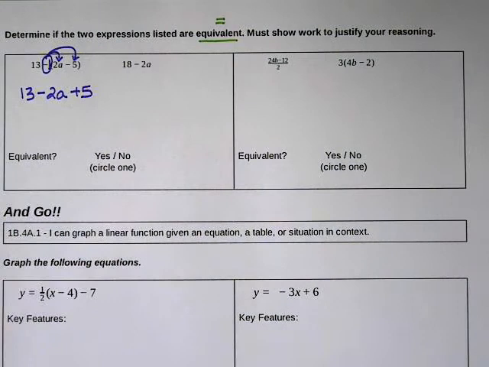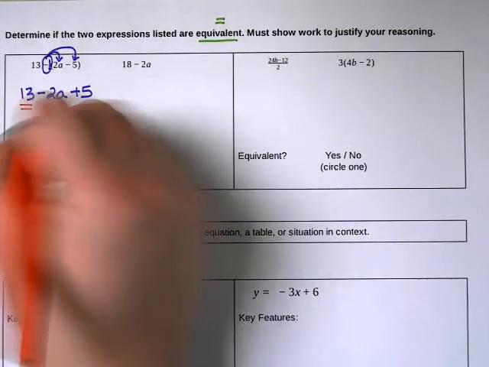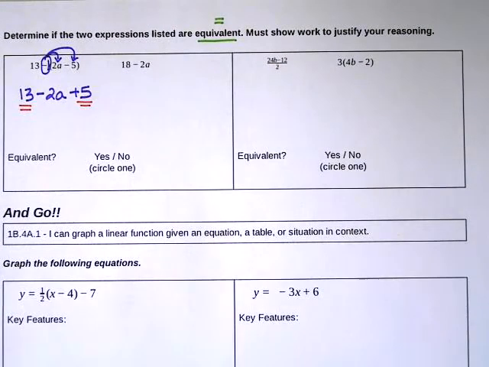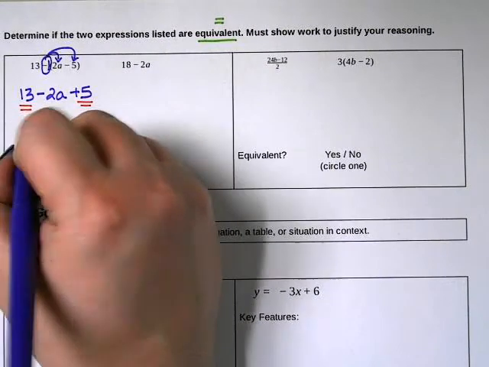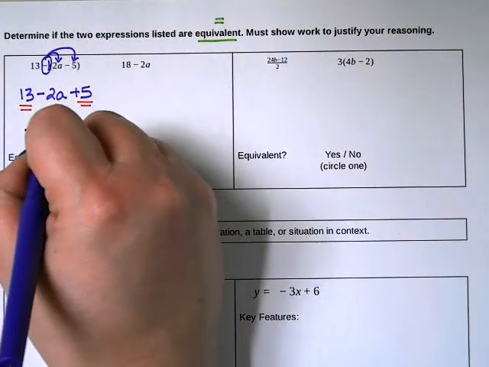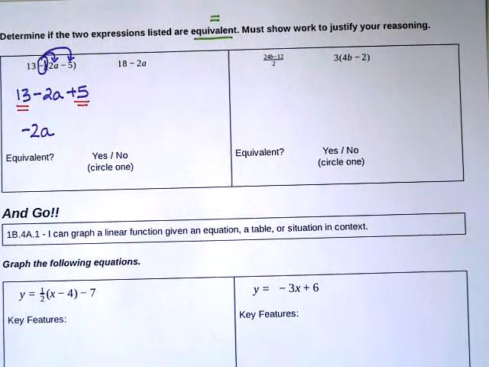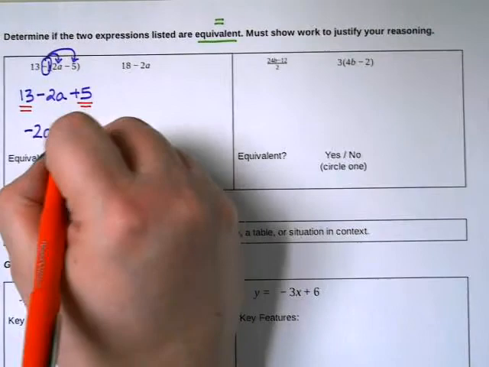Now that we've distributed, the parentheses are gone, so now we're going to look for like terms. And we can see that we have a 13 and a 5. The -2a doesn't have any like terms, so we're just going to leave it alone, -2a. And we know that 13 plus 5 is 18.